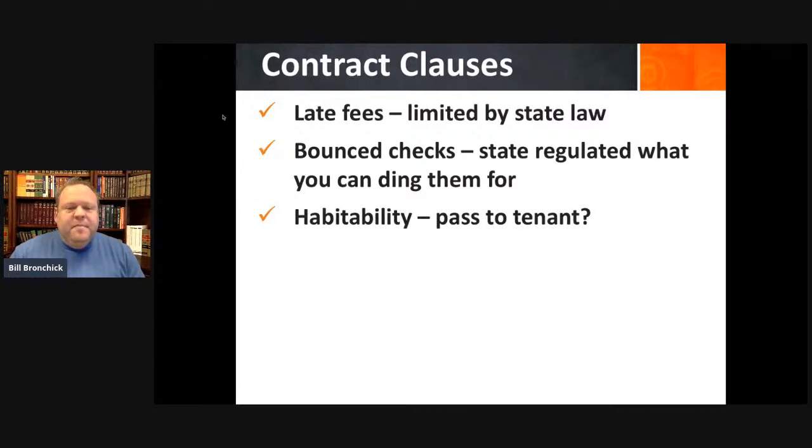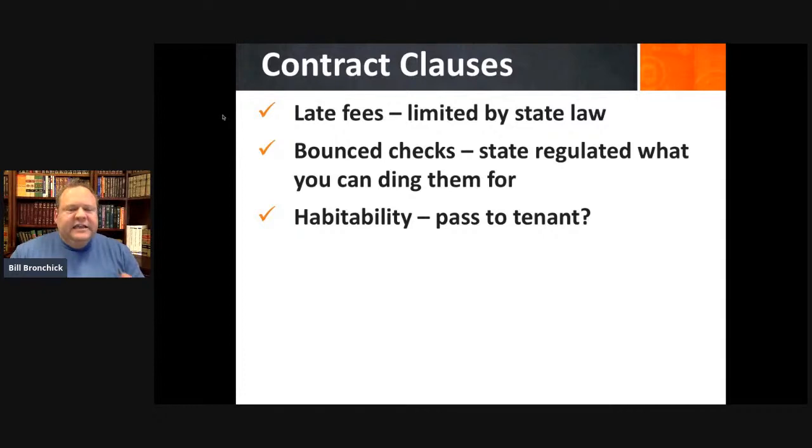Habitability. Can you pass that on to a tenant? In most states, the answer is no. In some states, you can if there is separate consideration for this duty. So a landlord has a duty of habitability to keep it free from the elements, heat, if it's in a hot climate, maybe air conditioning, running water, electricity. Free from pests. Those are all habitability issues.